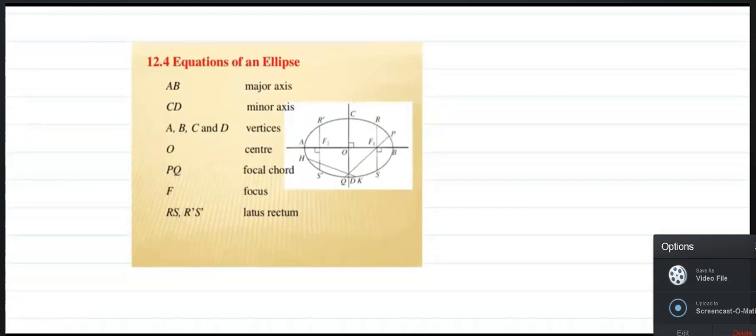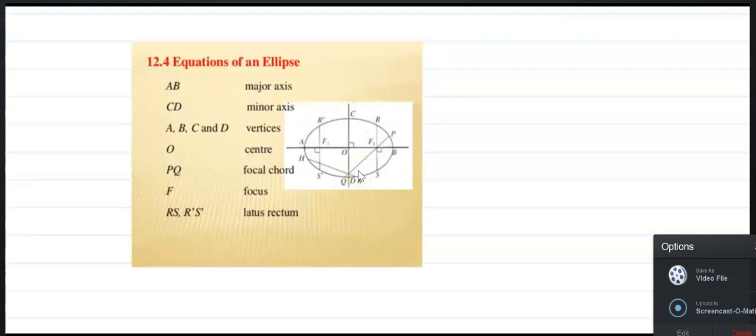Now AB is called the major axis, CD is called the minor axis. A, B, C, D, these are the vertices, O is the center, PQ is the focal chord, this is the focal chord, and F is the focus. R, S, R dash, S dash, these are called the latus rectum.